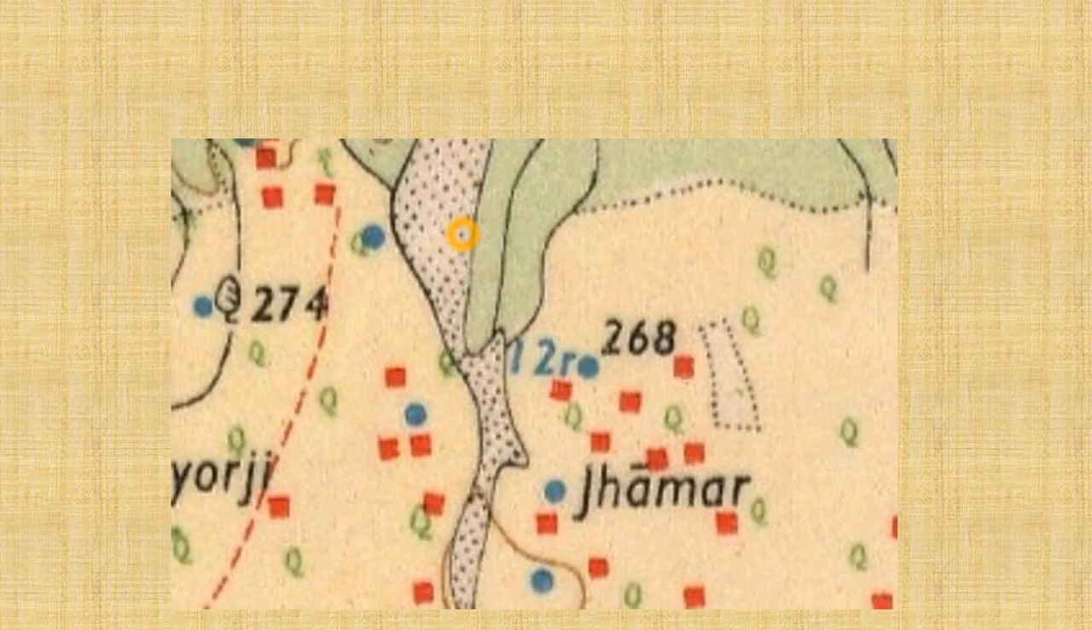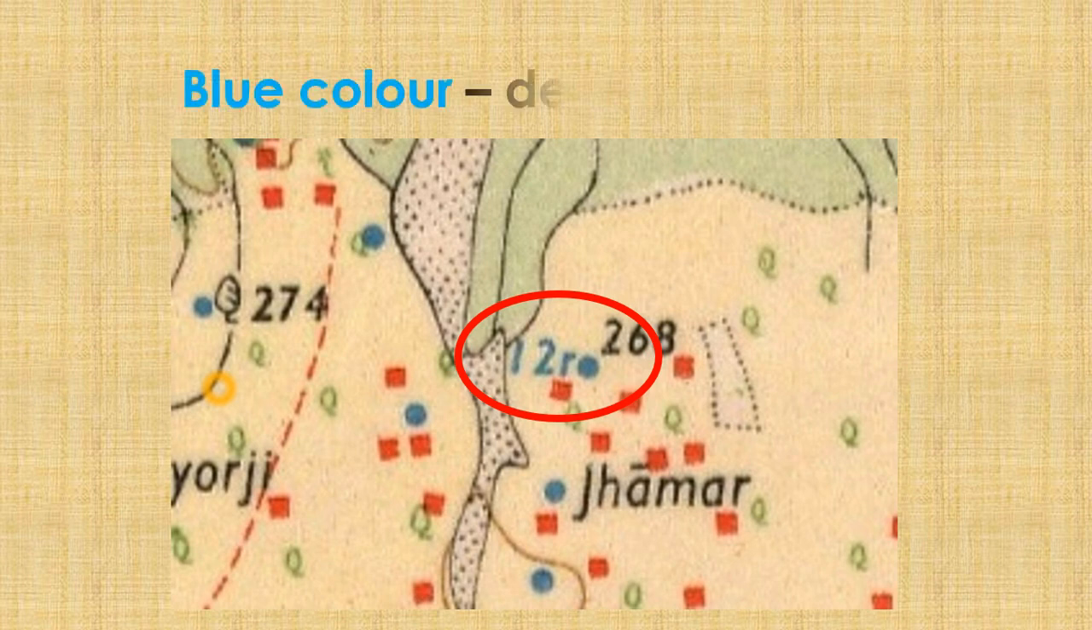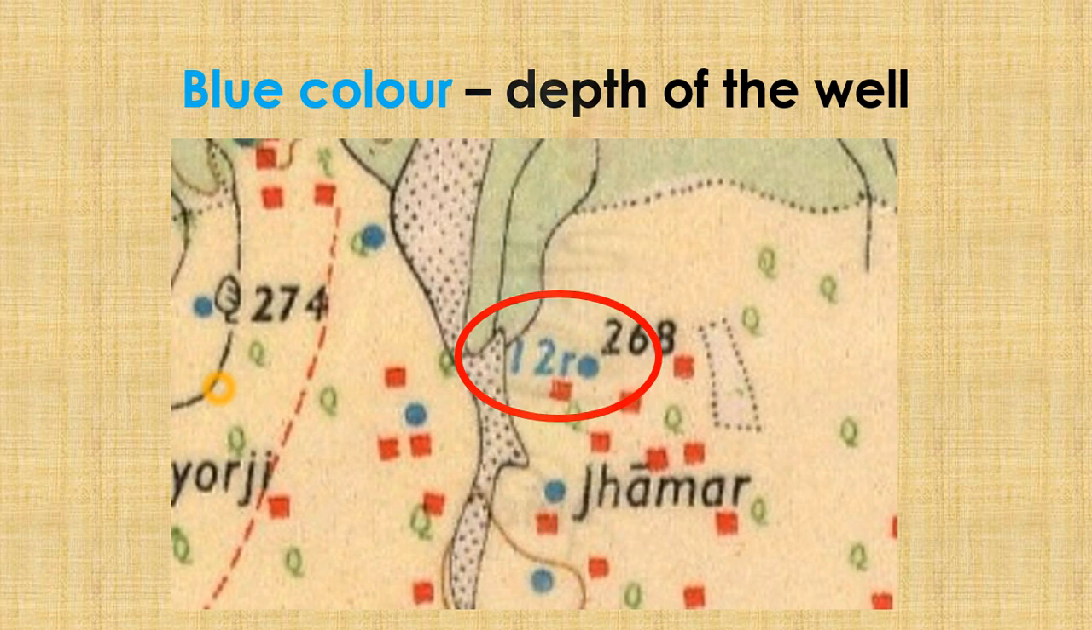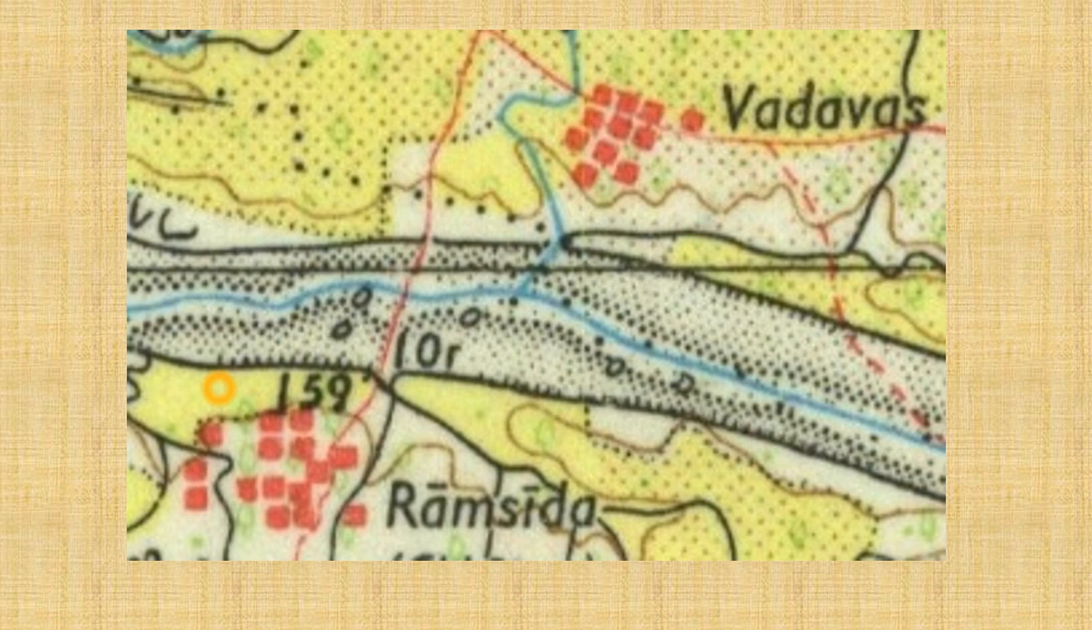Now another scenario is this one. I told you, if values are written in blue color like this, it is 12r, and next to that you can see a blue circle. That means a well, it is called a lined perennial well. So a 12r written near a lined perennial well means the depth of the well is 12 meter, or that well is 12 meter below the surrounding area. So whenever it is written in blue color, we can directly guess that it shows the depth of that particular well.